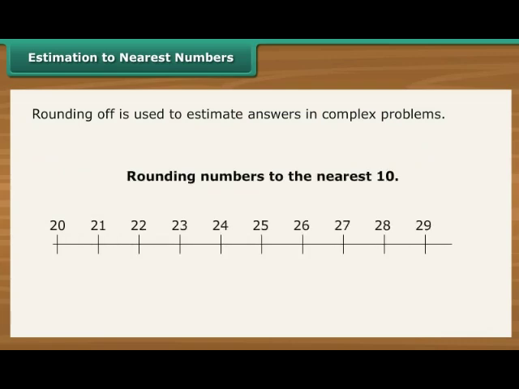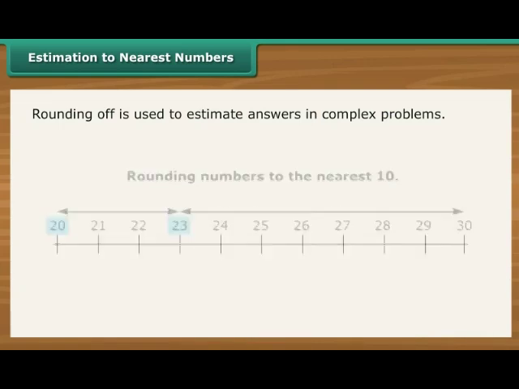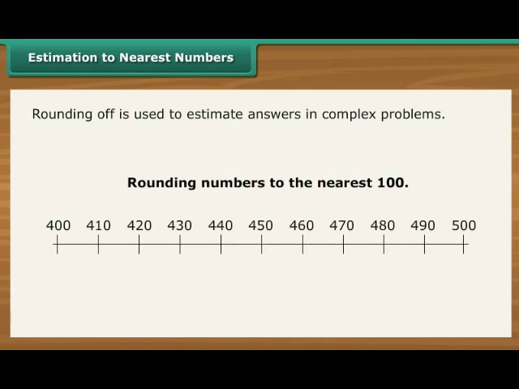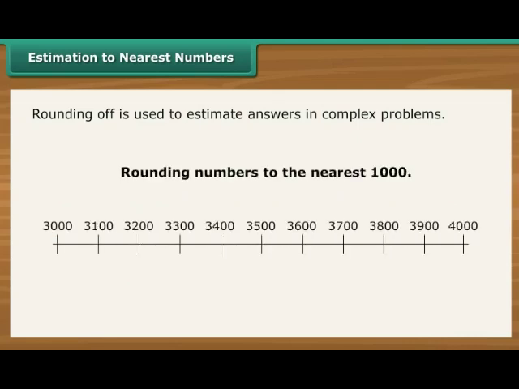Rounding numbers to the nearest 10 means finding which 10 they are nearest to. For example, 23 rounded to the nearest 10 is 20. Rounding numbers to the nearest 100 means finding which 100 they are nearest to. For example, 423 rounded to the nearest hundred is 400. Rounding numbers to the nearest thousand means finding which thousand they are nearest to. For example, 3800 rounded to the nearest thousand is 4000.